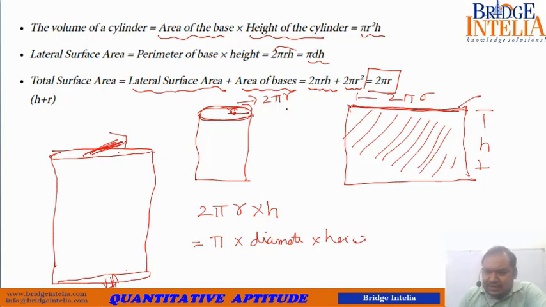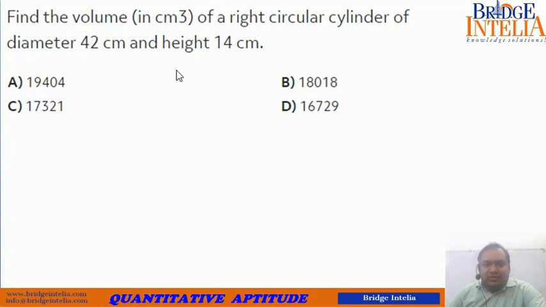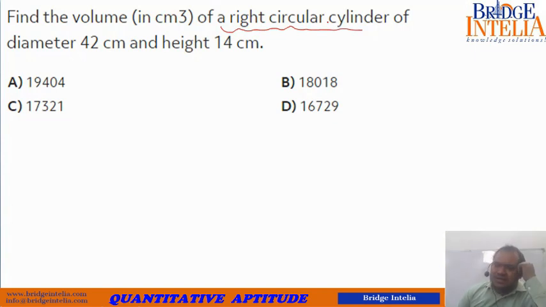Now let's see what kind of questions have been asked over these years. So let's move to the examples. Okay, this one. Find the volume in centimeter cube of a right circular cylinder. See why they are mentioning right circular cylinder? Because the formula that you have just seen is applicable only in the case of a right circular cylinder and no other cylinder. So find the volume in centimeter cube of a right circular cylinder of diameter 42 centimeter and height 14 centimeter. Please be careful, because in certain cases radius is given, in certain cases diameter is given. Students often commit that mistake, so please be careful here.